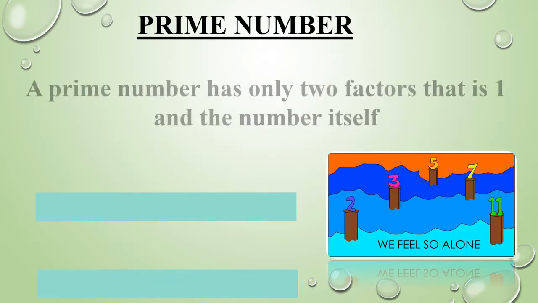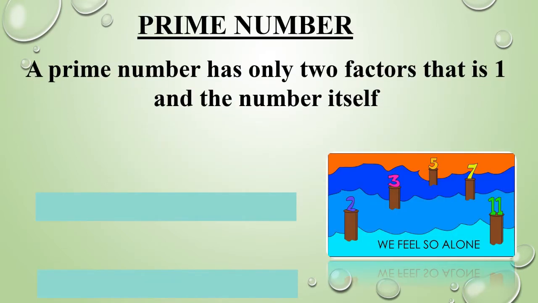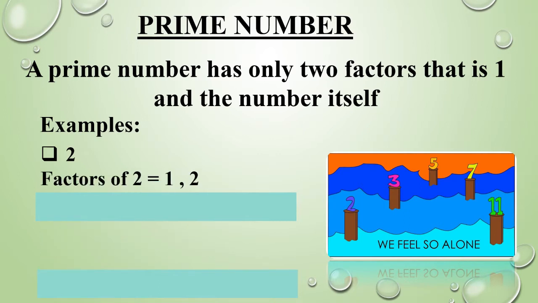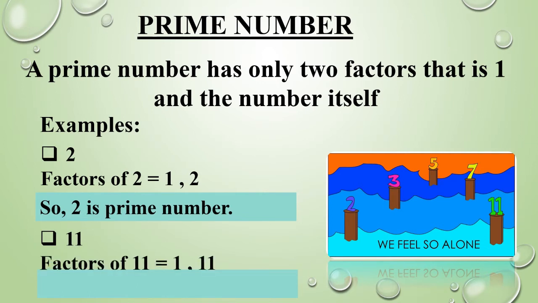What are prime numbers? A prime number has only two factors, that is 1 and the number itself. Like if we take number 2 and find out its factors, they are 1 and 2. So we will say that 2 is a prime number because it has just two factors, number 1 and the number itself. Then let's take one more example, number 11. Find its factors. Its factors are 1 and 11. So 11 is also a prime number.